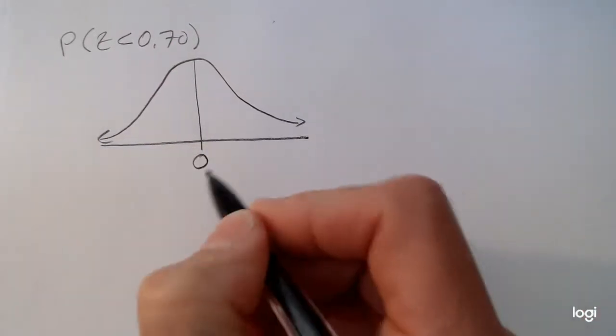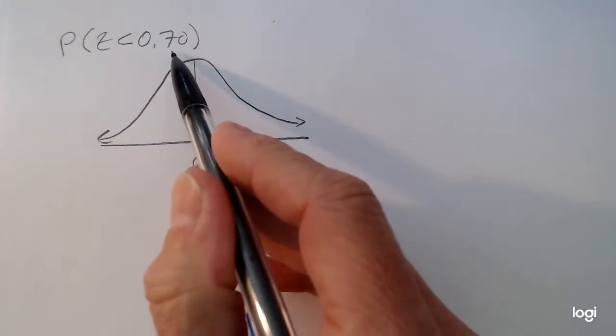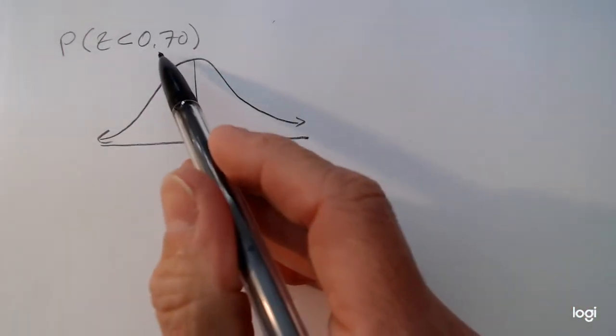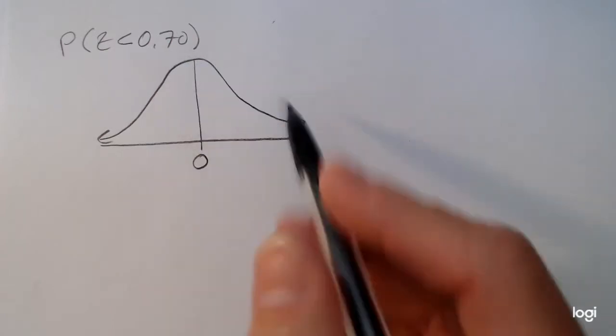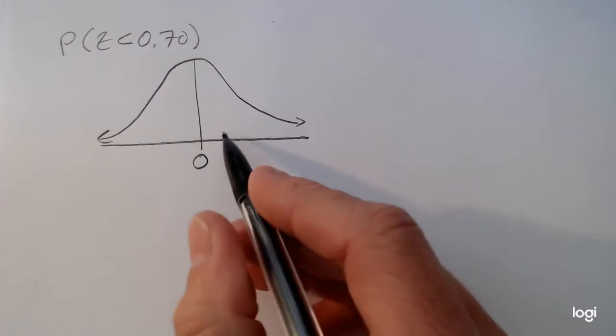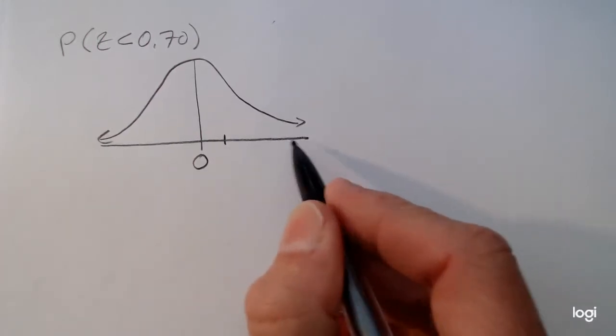and pretend that it is symmetric. And I need to place 0.70 on this curve. So because 0.70 is positive, I know that z-score will be above 0. And it's going to be reasonably close to 0. In other words, it's not going to be out in this tail.